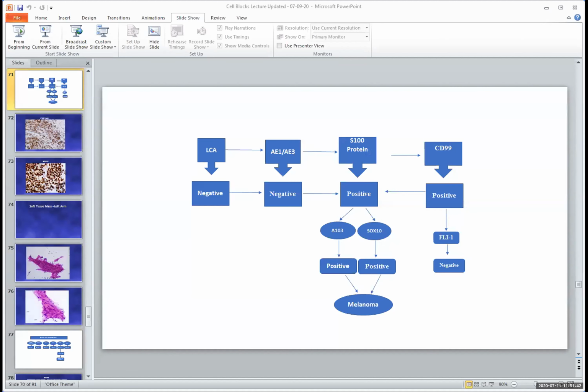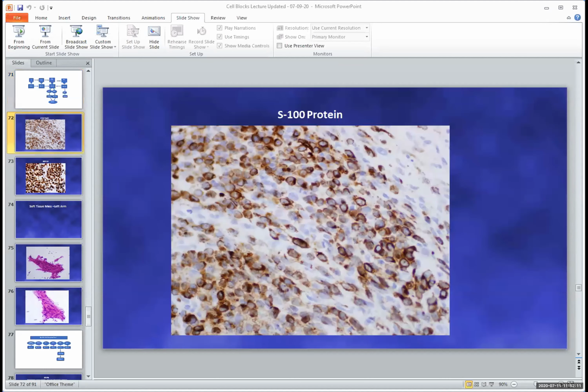So what was then done was the first panel of markers was performed, and it was indeed found that both S100 protein and CD99 were positive. It's known that CD99 is positive in melanomas, and certainly S100 protein is positive in melanomas. So at that point, a secondary panel was utilized of AE103 and SOX10. They were both positive, and a definitive diagnosis of melanoma was made. And indeed, the patient had a primary melanoma of the nasal sinus.